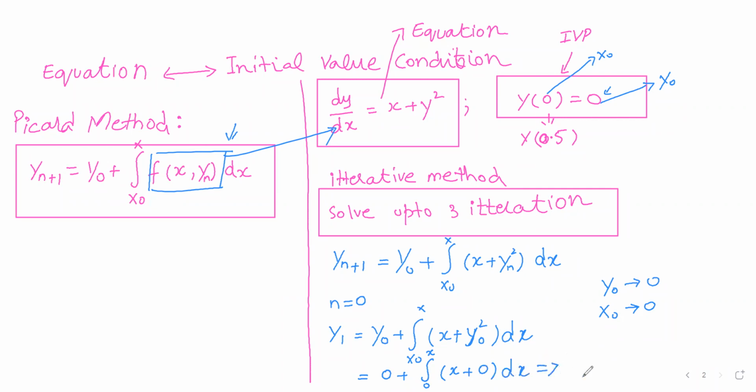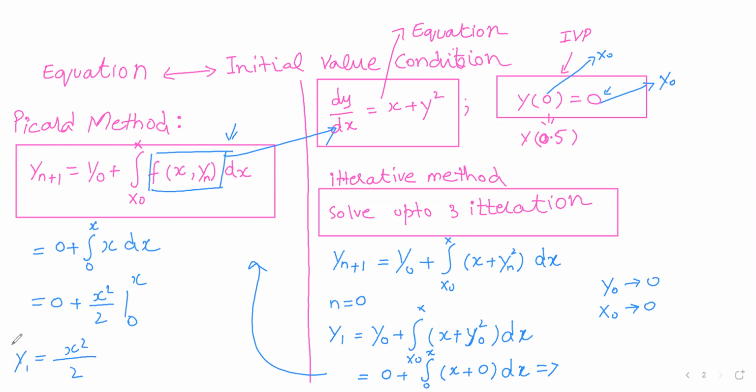Further, if we solve it, it will be equal to 0 plus the integral from 0 to x of x dx. So it will be 0 plus x squared by 2, integral 0 to x. Once we put in 0 and then x, it will be equal to x squared by 2. So this one will be the value of y1.